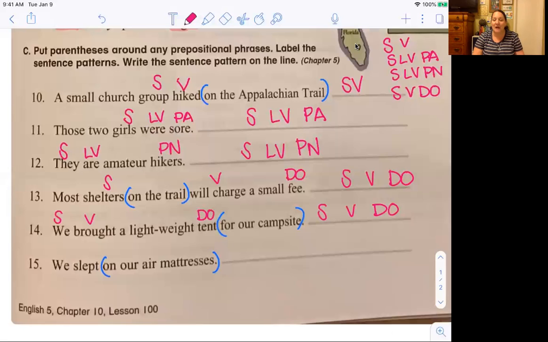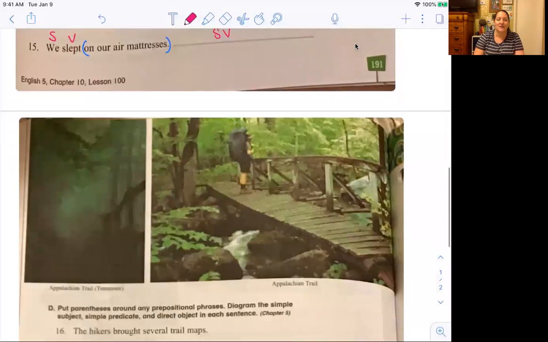Number 15, we slept. There's two words. There's only one pattern this could be. What do you think? Subject, verb. We slept. That's why they tell you to take the prepositional phrases away, right? Subject, verb. Okay, let's go to the back of the page.